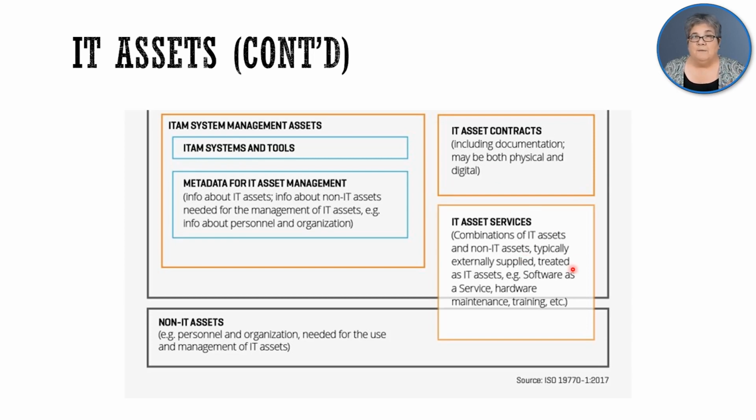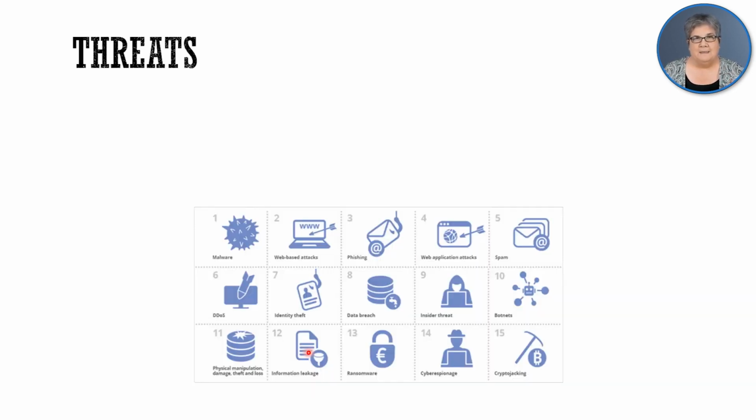You can also have services. Maybe you'll have combinations of assets or non-assets, non-IT assets, that together provide something like software as a service or training or maintenance. And you can have just straight non-IT assets that are still related to IT, like personnel and your organization and the need for the use and management of IT assets. So an organization will identify what they even have in terms of IT assets.